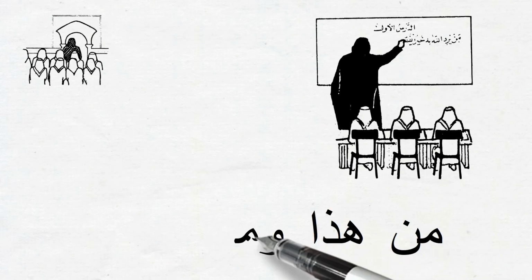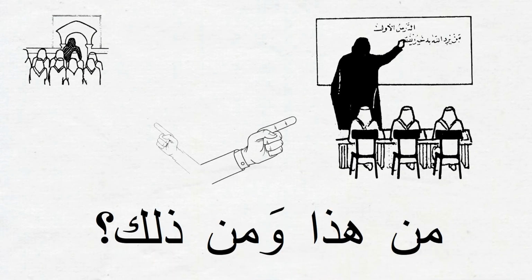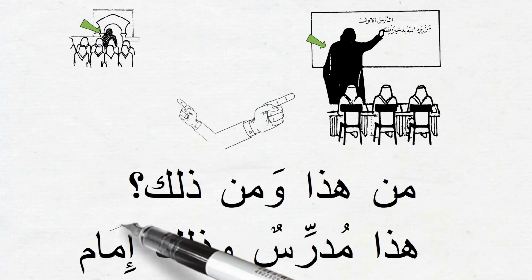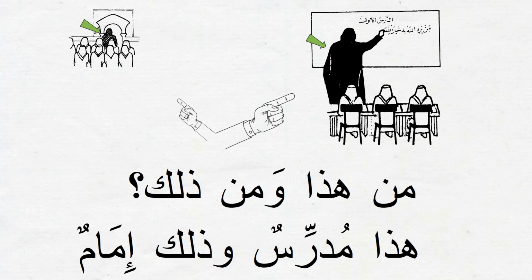The question is, من هذا ومن ذلك؟ What are we asking here? Can you try to translate yourself? The question is, who is this and who is that? من هذا ومن ذلك؟ I hope you got it right. The answer is هذا مدرس وذلك إمام. This is a teacher and that is an imam. So the first new word here is imamun, which means an imam. This is not so new, isn't it?